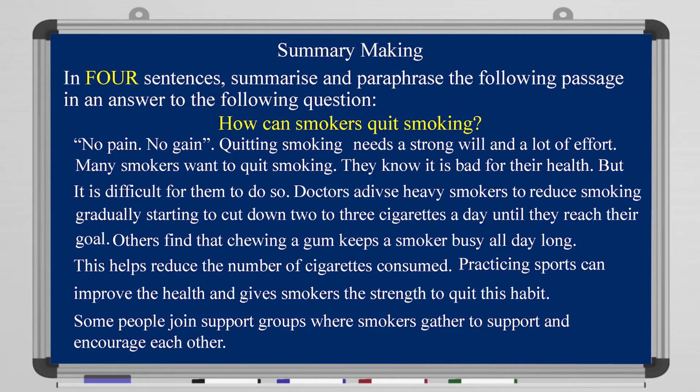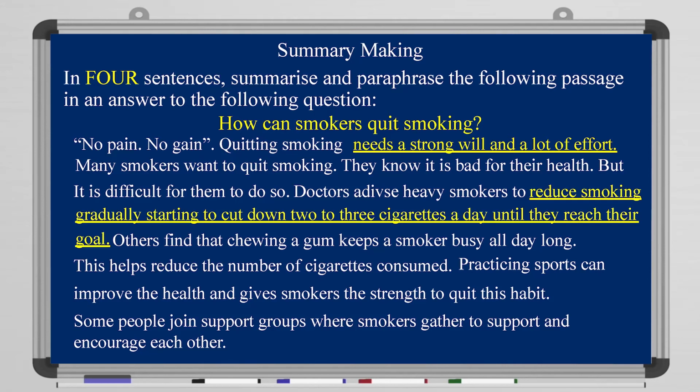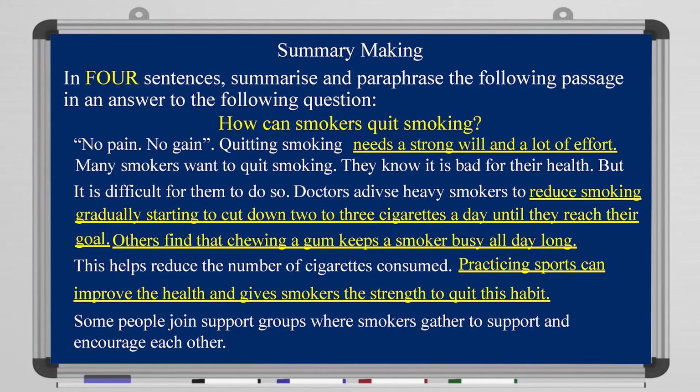So we have needs a strong will and a lot of effort. That's number 1. And reduce smoking gradually, starting to cut down to 2 to 3 cigarettes a day until they reach their goal. That's another solution of how to quit smoking. Another solution is that some others find that chewing gum helps to keep smokers busy all day long. So instead of smoking a cigarette, chewing a gum helps. So one more is practicing sports can improve the health and give smokers the strength to quit this habit.